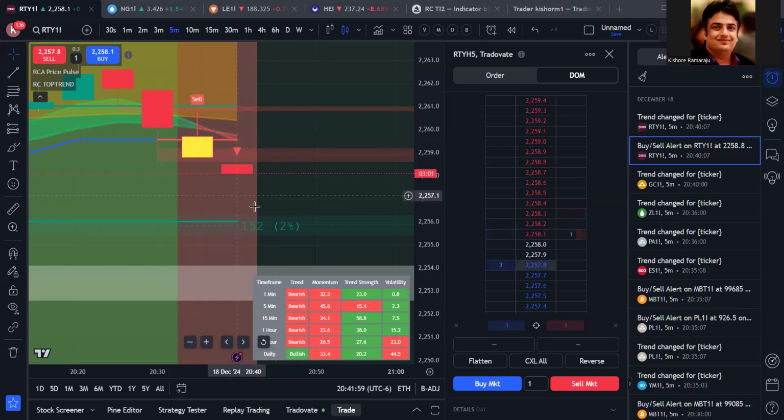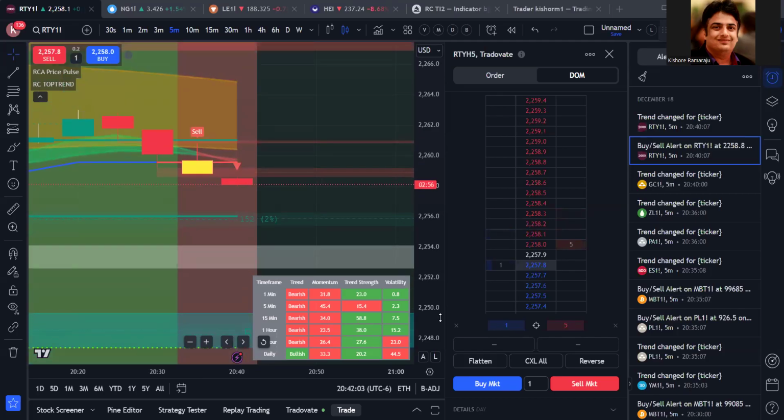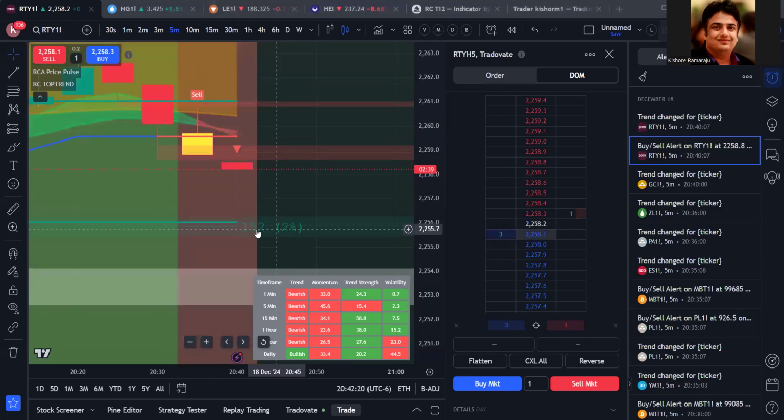So do you think it is a good opportunity now to short RTY? This cloud is red. The background is red. This cloud is red. Your trend is red. Momentum is red. So there is a high possibility, minimum it may come all the way to this point. So I can go ahead and short it.